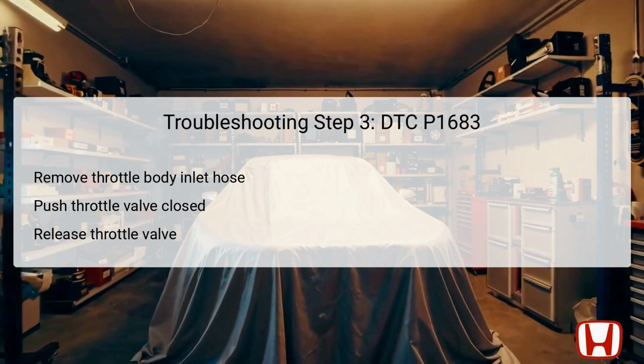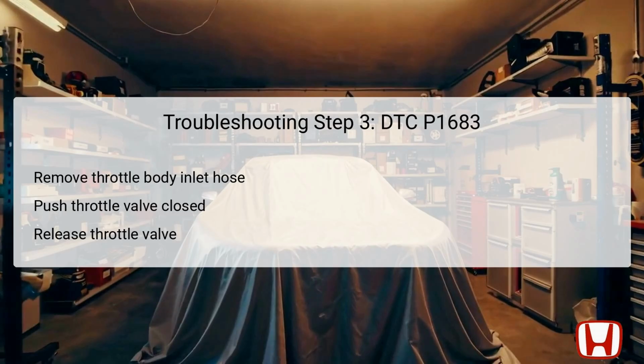The third step in diagnosing DTC P1683 focuses on the physical condition of the throttle body. At this stage, you will begin by removing the throttle body inlet hose, which is necessary for gaining unobstructed access to the throttle valve. Once you have this hose detached, you will manually push the throttle valve closed to ensure it is at the default position.